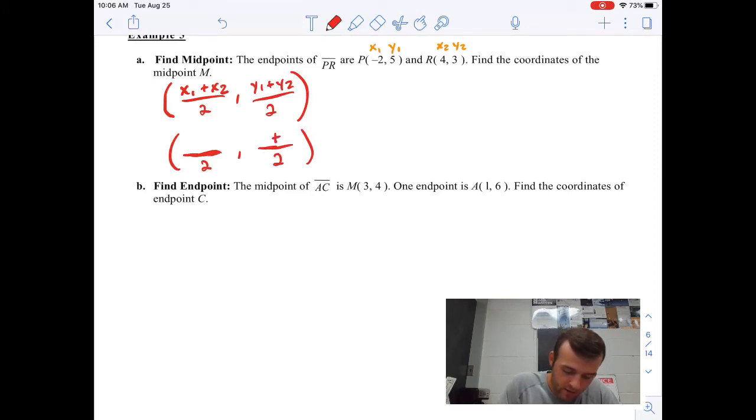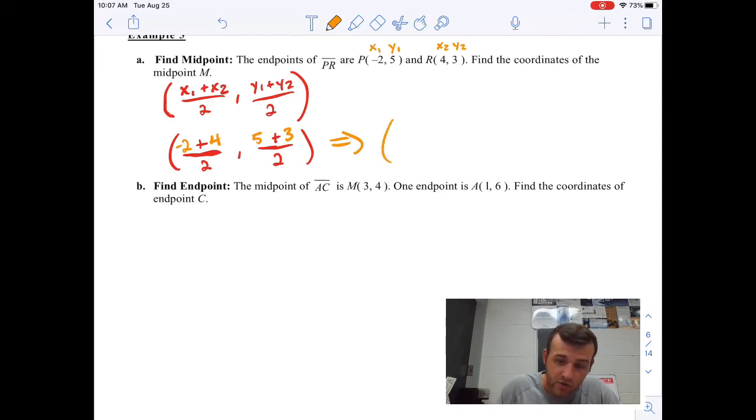I'm just kind of setting up areas. So instead of me using x1, y1, x2, y2, I'm going to use the actual values that they gave us. So x1 is negative 2, and I can see that x2 is 4. I can see that y1 from my label is 5, and I can see that y2 is 3. So we're going to simplify this to get our point.